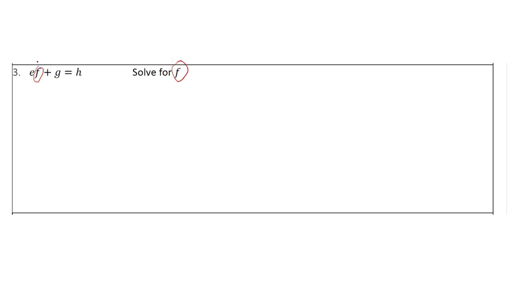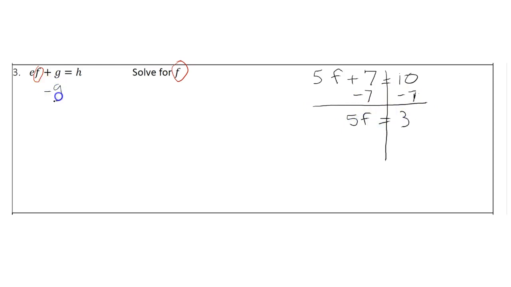In my pretend equation, I replace the other letters with random numbers, E with 5, G with 7, and H with 10. My first step in the pretend equation is to subtract 7 from both sides of the equal sign, for 5f equals 3. To match this on the left, I subtract the letter that 7 represented. I subtract G from both sides of the equation, for EF equals H minus G.